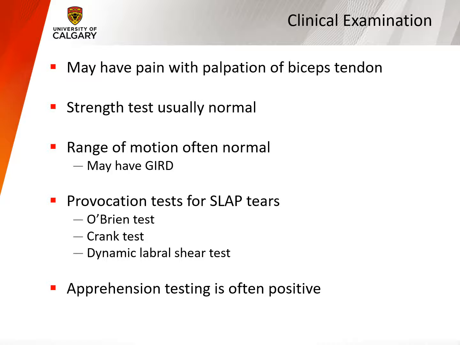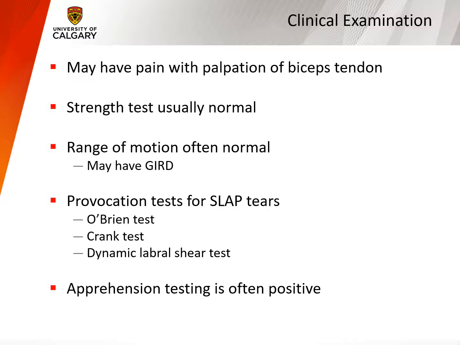The provocation tests to consider include O'Brien's test, with forward flexion of the arm to 90 degrees, with the elbow extended and the arm adducted 10 degrees. The patient resists the examiner's downward force on the arm, first with the arm internally rotated so that the thumb points downward, and then the arm is fully externally rotated and supinated. Pain present in the first position that is relieved with supination is considered a positive test.